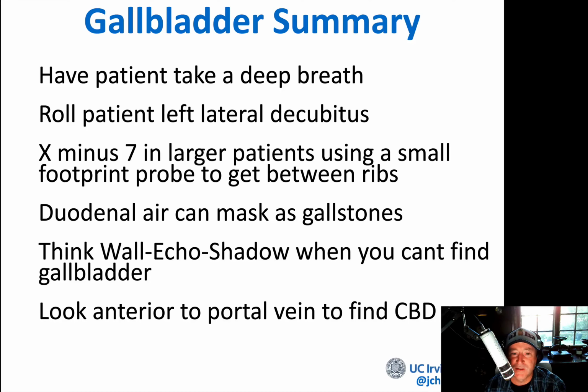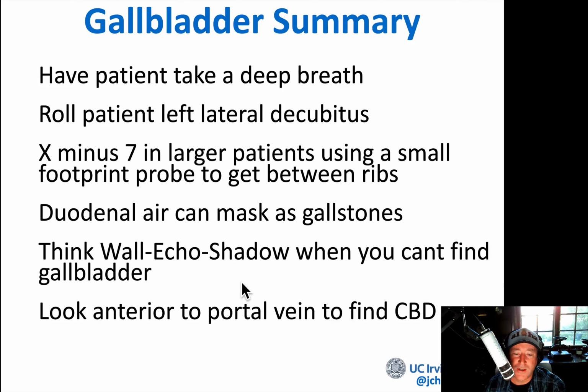Okay, so for the summary of the gallbladder, just have the patient take a deep breath, roll the patient left radial decubitus. If you're still not getting images with a curved probe, then switch to the phased array probe. Go X minus 7, go between the ribs. Sometimes you're X minus 10, depending on how big the patient is. Duodenal air can look like gallstones, and just be aware of that. Duodenum should peristalsis on you, though.